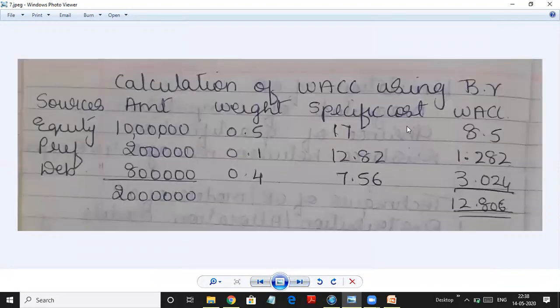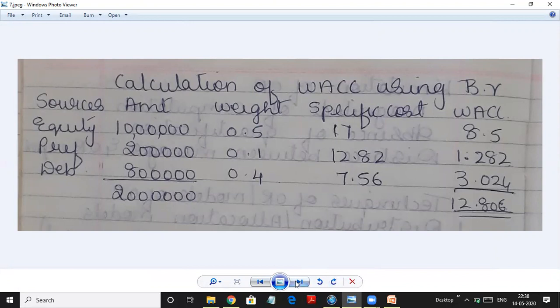When you multiply the weightage with the specific cost, you will get the WACC. So equity 0.5 into 17 is 8.5, 0.1 into 12.82 is 1.282, and 0.4 into 7.56 is 3.024. So the weighted average cost you get is 12.806 for book value weights.